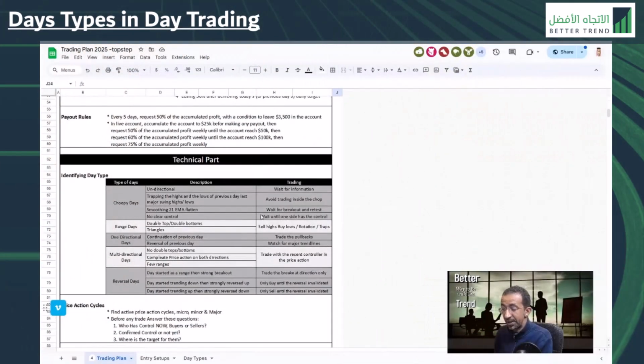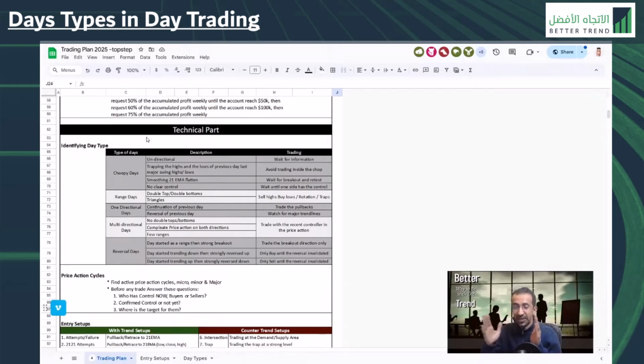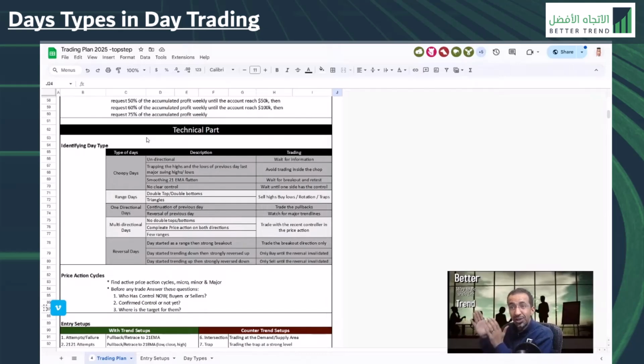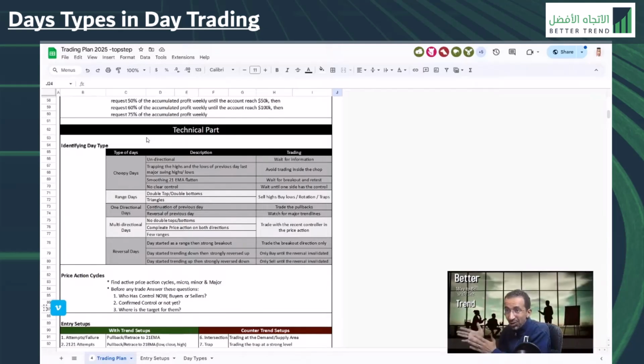Day types. In the technical part of the trading plan, you have to define how you will read the market and how you will trade the market, because there are two aspects in here: reading the market and trading the market. Sometimes you will find it difficult to read the market, which will by default make it difficult to trade the market. And sometimes you will find it easy to read the market. It's obvious, but it is difficult to trade the market, and it could be easy to trade the market.